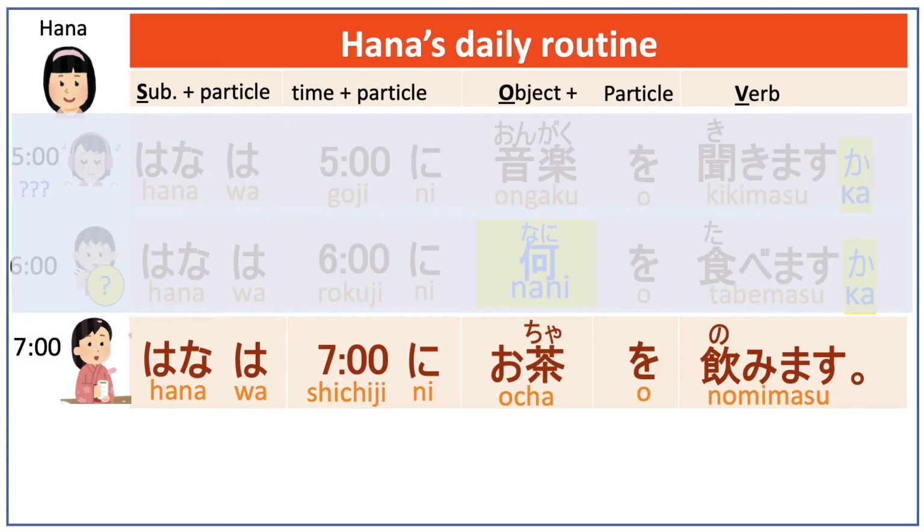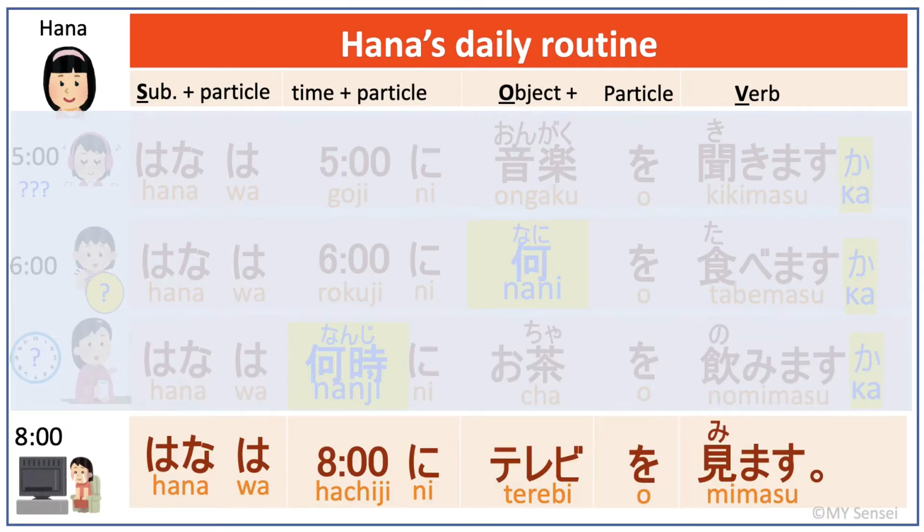If you would like to know what time Hana drinks tea, we will replace 7時 with nanji, which means what time, and again add ka in the end of a sentence. So the sentence will go like this. 花は何時にお茶を飲みますか? which means what time does Hana drink tea?